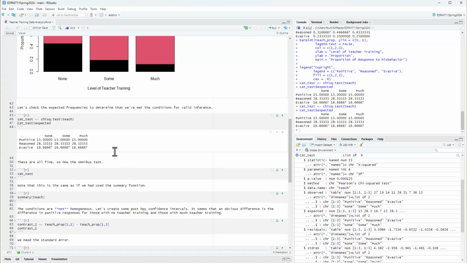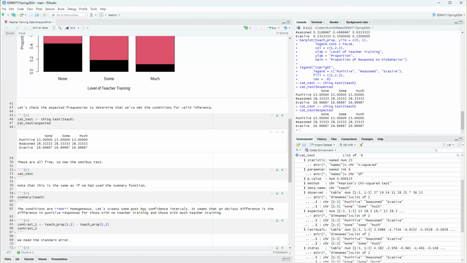So coming back here to where I calculated those expecteds, remember we're talking about the conditions for valid inference. What do they have to be? Well, we have to be at least 5 in at least 80% of our cells. We're over 5 in 100% of the cells. And we can't have any cell less than 1 in our expected frequencies. None of them are less than 1. So these are all fine. So now we can do the omnibus test.